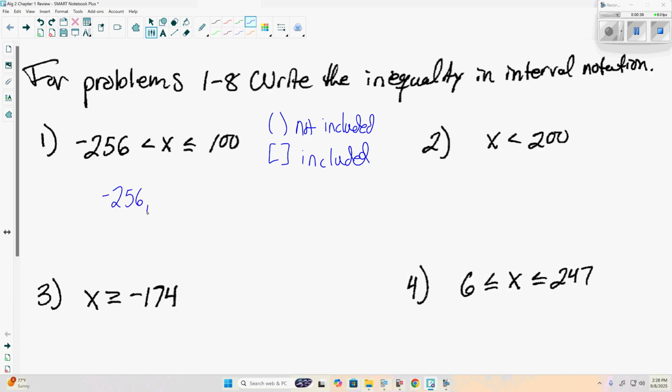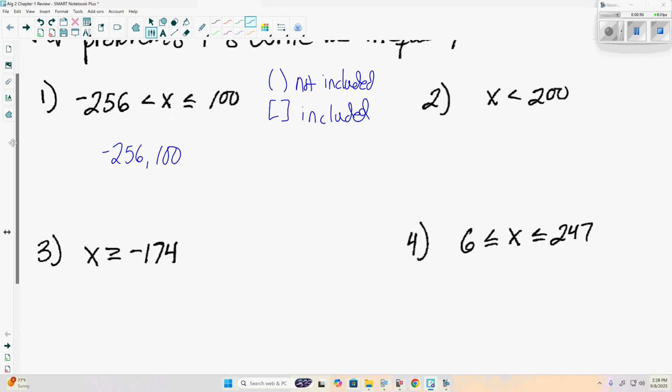Negative 256, comma 100. We put the smaller number on the left, bigger number on the right. Now to determine if we have the parentheses or not, is if it's equal to. Negative 256 is just less than, so it would be a parentheses. 100 is equal to, so it would have a bracket. And that's it. If we have 2 endpoints, we will have those 2 numbers with parentheses or brackets.